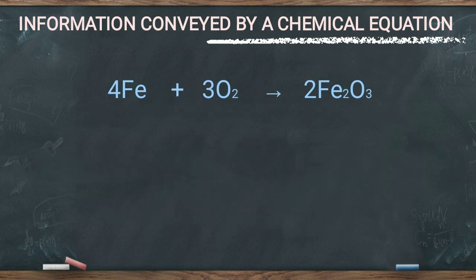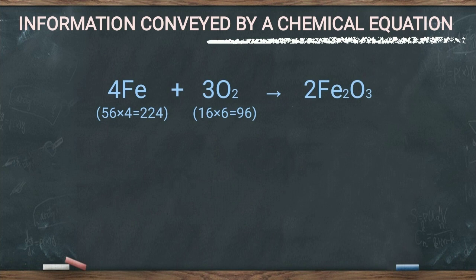The mass of 1 atom of iron is approximately 56 units. So the mass of 4 atoms of iron will be 56 multiplied by 4, equal to 224 units. Similarly, the atomic mass of oxygen is 16 units. So the mass of 6 atoms of oxygen will be 16 multiplied by 6, equal to 96 units.